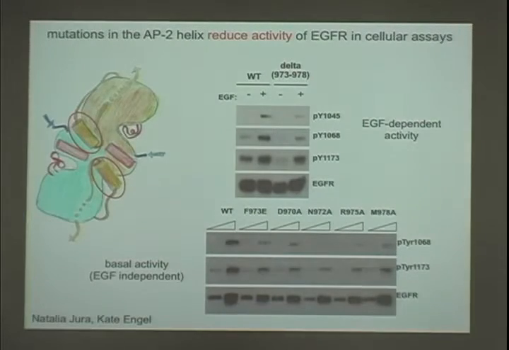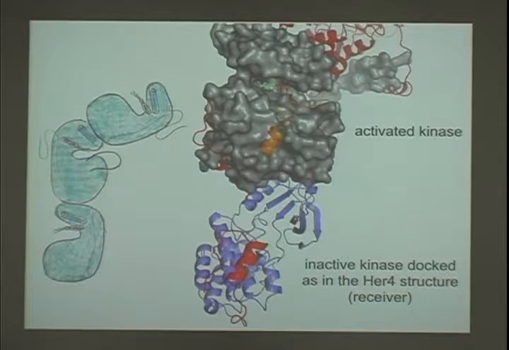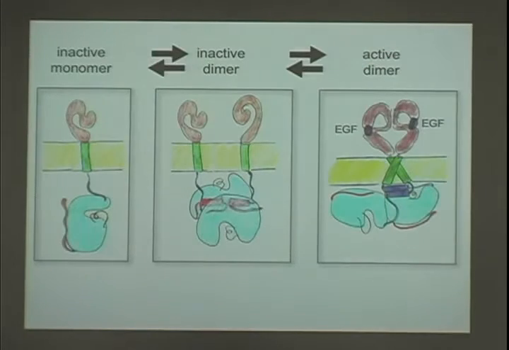So if you go back to this structure, this may be all that's required. If the tails are long, you've activated one of the kinases, both tails can enter the kinase domain and be phosphorylated, and that's the end of the story. But we noticed something very interesting.